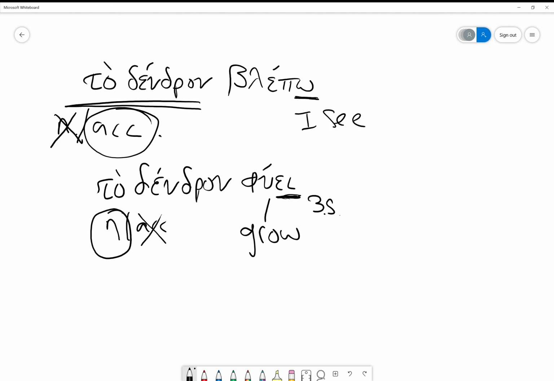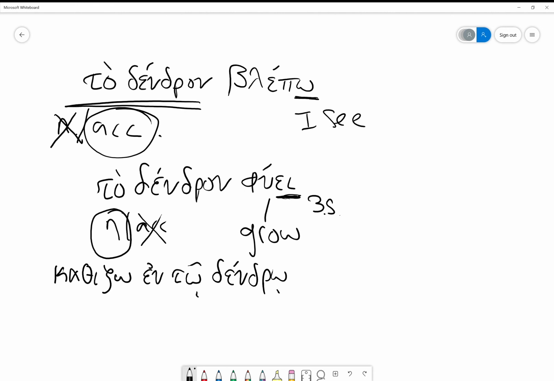And we can make it work with a prepositional phrase. I can say kathizdo en to dendro. Okay, I sit in a tree.